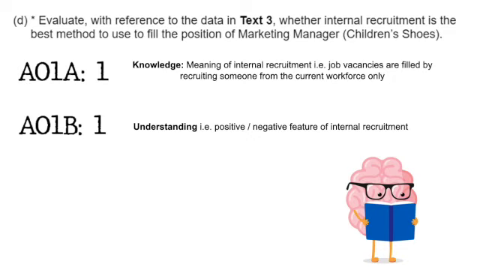Now your AO1B is for showing understanding throughout your answer. So the mark scheme says you can show understanding by just highlighting positive and negative features of internal recruitment, but you could also look at the alternatives. So what's the alternative to internal? It's going to be external recruitment. Now the big difference with this question, and not all 9 markers are like this, however OCR seems to be using this question more and more in paper 1, is the reference to the data.